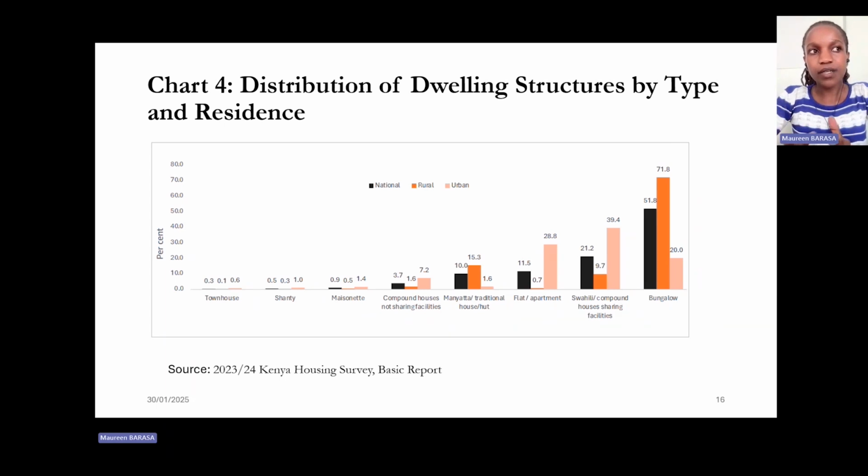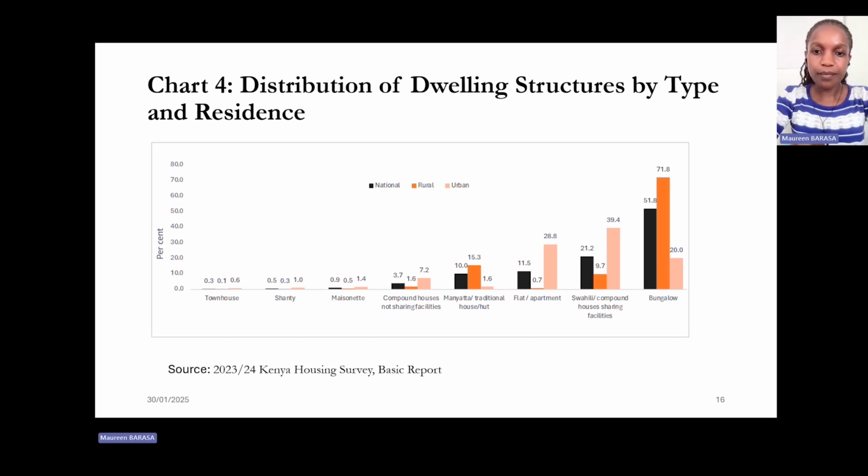And the bungalows just signify land ownership, because it's an on-compound house most of the time, and it's self-contained. So in rural areas, it's much easier to go about construction of a bungalow.